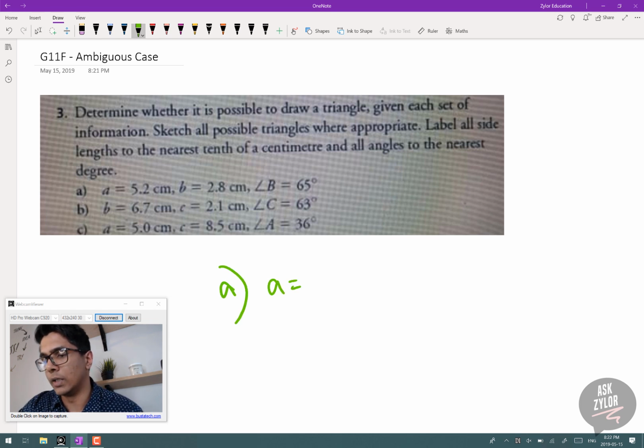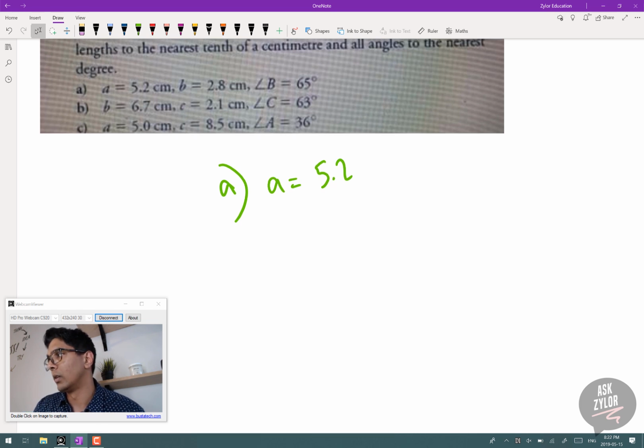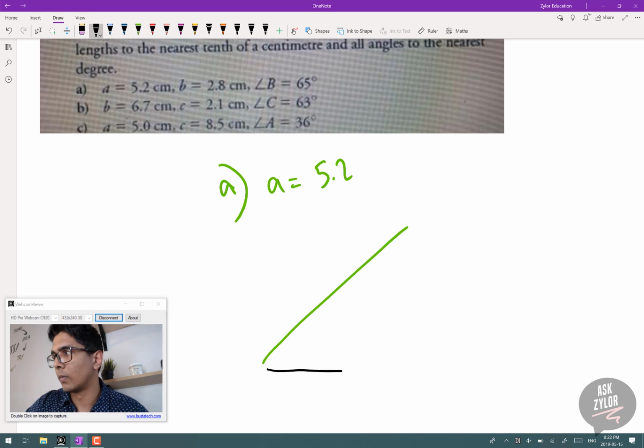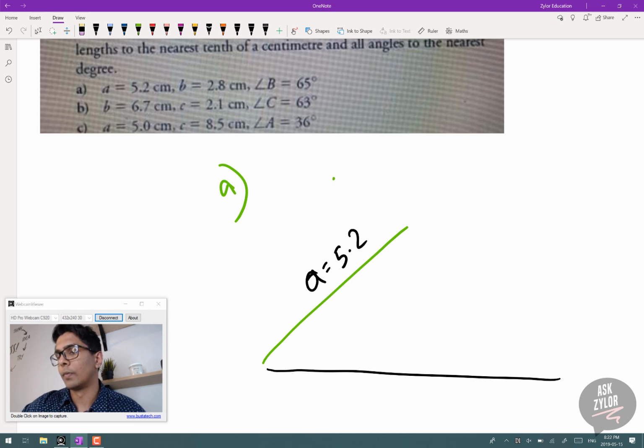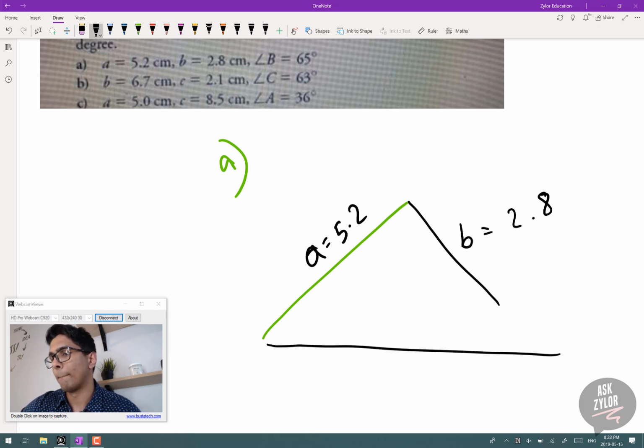So we're given A is equal to 5.2. Let's draw a small triangle for this. I'm going to say this is A, which is 5.2. I'm going to say this is B, which is 2.8. And the angle opposite to B is going to be 65 degrees. So this is big B, this is A if that exists, and this is C.